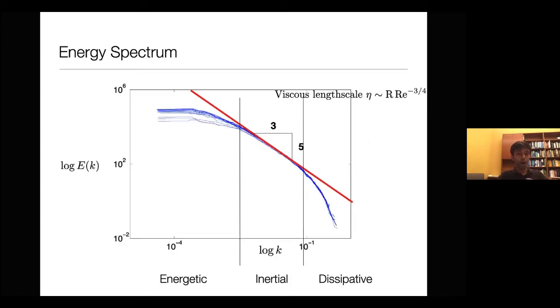Okay, so how does the energy spectrum look like? So here are some measurements we did with airflow in a rough pipe. And this is the region. So this is E of k versus k, again, a log-log curve. And the blue lines are the different energy spectra that we measured.